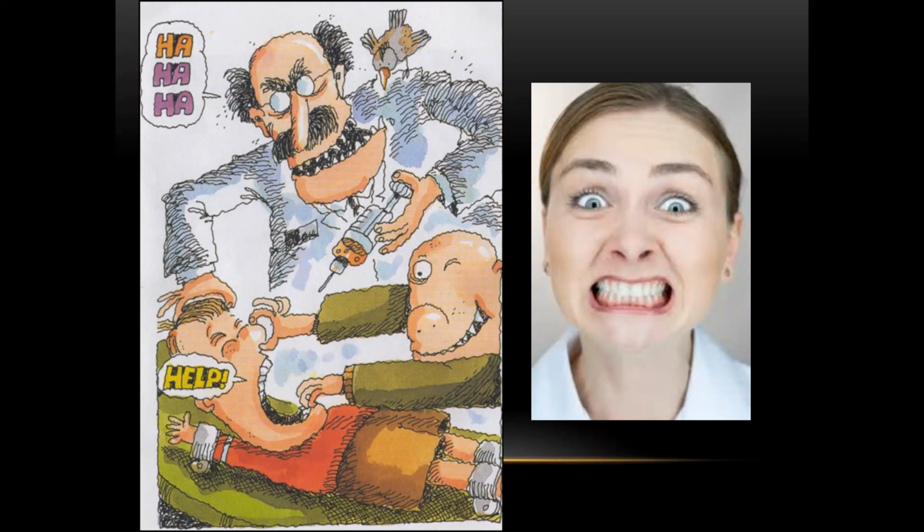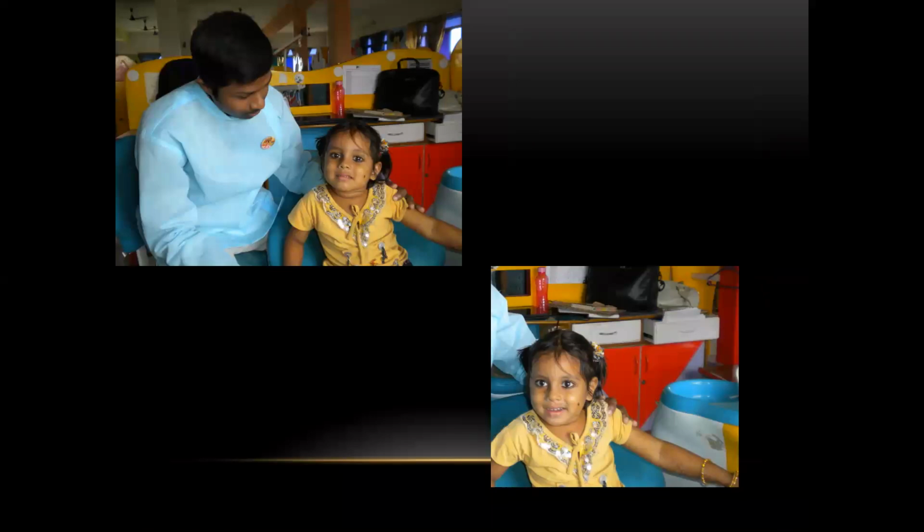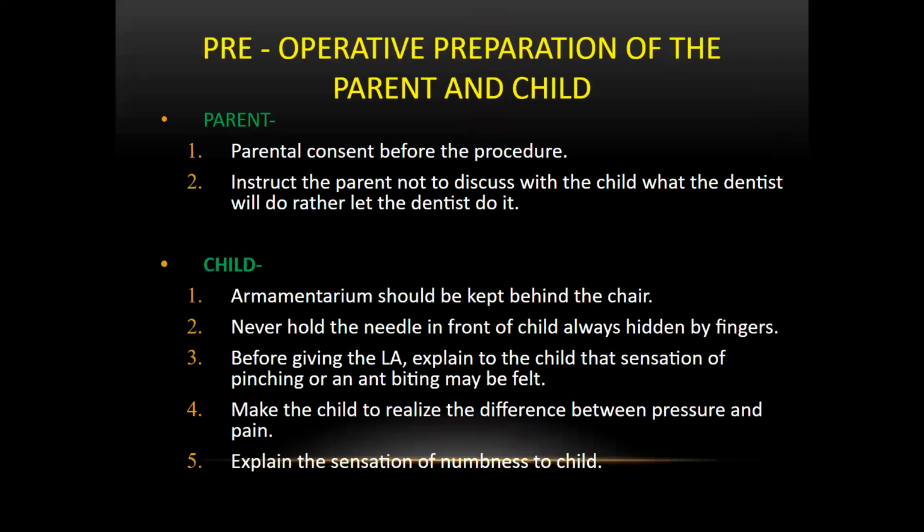So the major part in extraction is giving local anesthesia to the child. How are you going to do it? Is it pleasant to the child to give local anesthesia? Yes, if you know everything, it is pleasant, and you have to prepare the child and the parent preoperatively as well. What is the parental preparation phase? Obtain parental consent before the procedure, and instruct the parent not to discuss with the child what the dentist will do. Let the dentist do it.